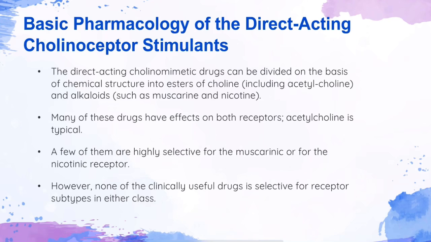So, the basic pharmacology of the direct-acting cholinoreceptor stimulants. The direct-acting cholinomimetic drugs can be divided on the basis of chemical structure into esters of choline and alkaloids. Many of these drugs have effects on both receptors; acetylcholine is typical. A few of them are highly selective for the muscarinic or for the nicotinic receptor. However, none of the clinically useful drugs is selective for receptor subtypes in either class.